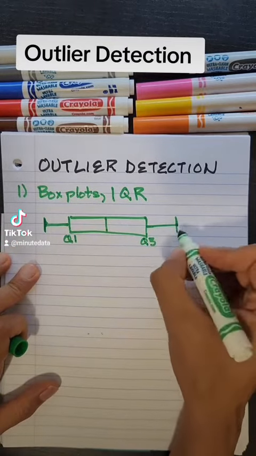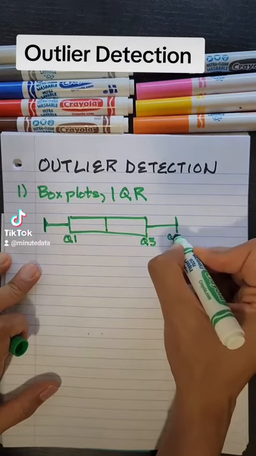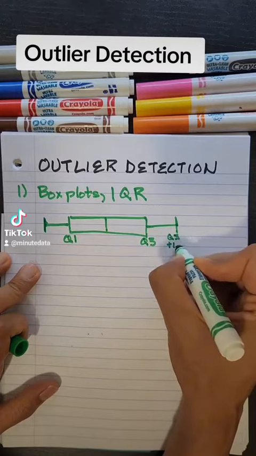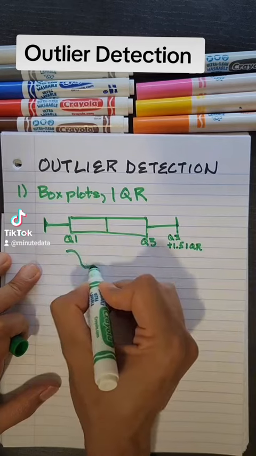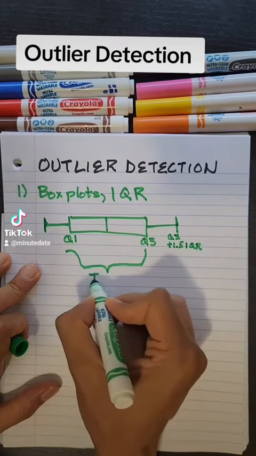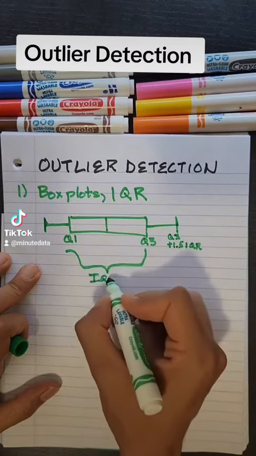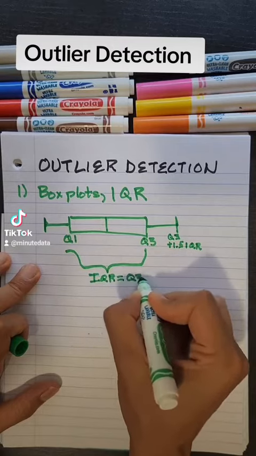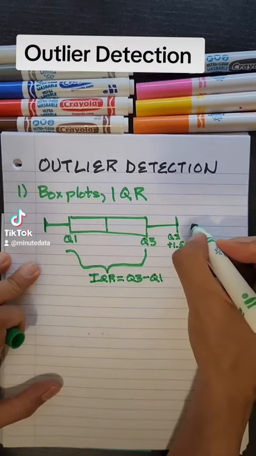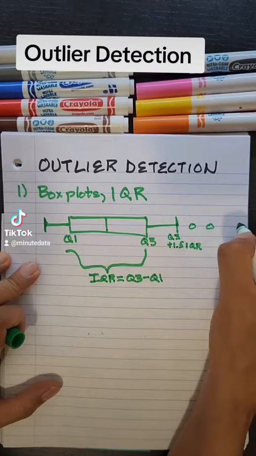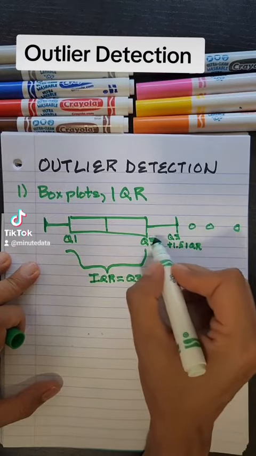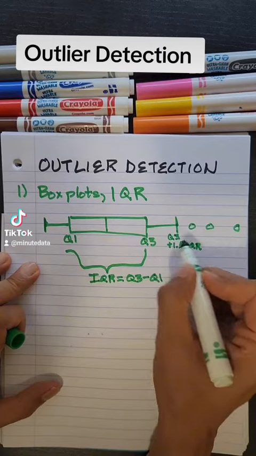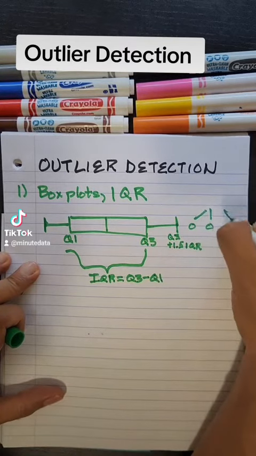The extension here is actually the third quartile plus 1.5 times the interquartile range. The interquartile range is the difference between the third quartile and the first quartile, so Q3 minus Q1. Any observations that are beyond 1.5 times the interquartile range plus the third quartile, these are considered the outliers.